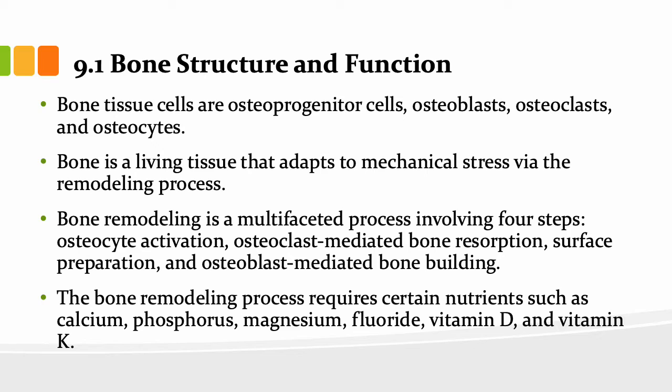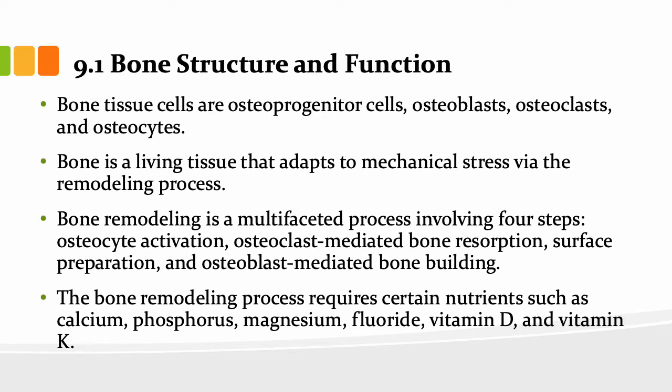Bone tissue cells are osteoprogenitor cells, osteoblasts, osteoclasts, and osteocytes. Osteoprogenitor cells are stem cells that are located in the bone marrow, and they play a role in bone repair and growth. These cells will later differentiate into the more specialized bone cells, such as the osteocytes and the osteoblasts.